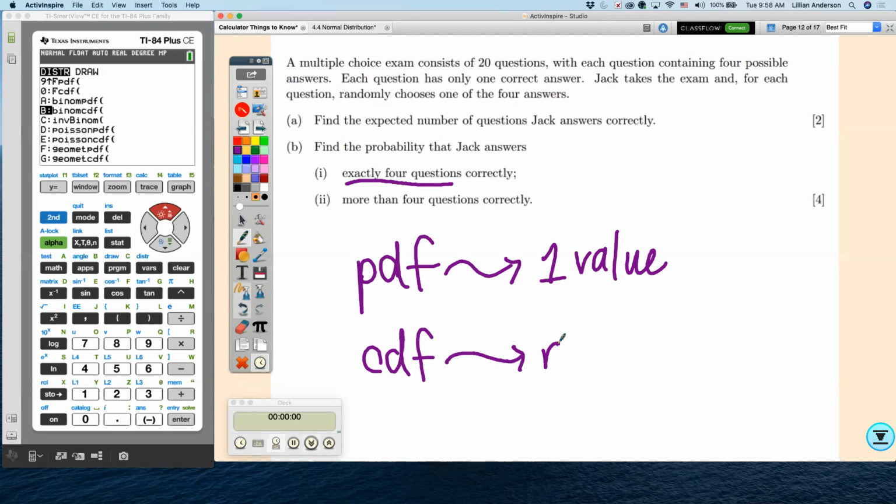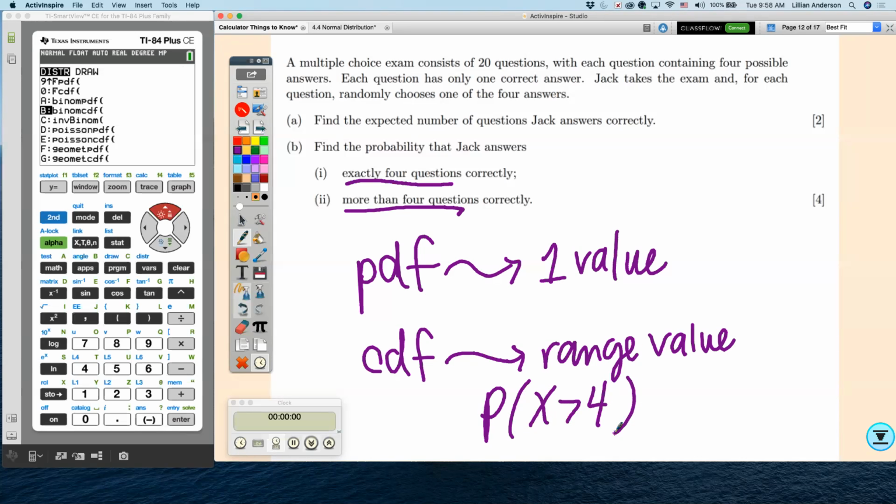CDF is when you have a range of values. So here where it says he answers more than 4, you would use CDF, because more than 4 means greater than 4, a range, but exactly 4 means one value. So you would use PDF to answer BI, and then CDF to answer BII.